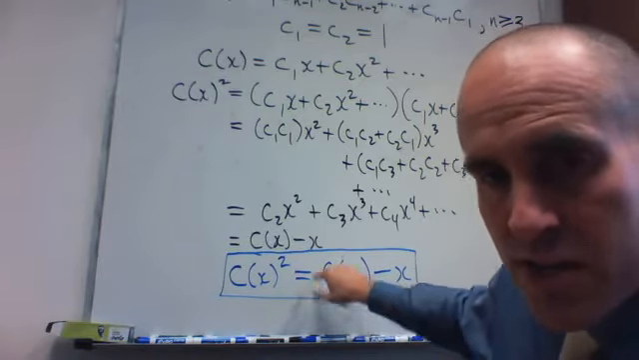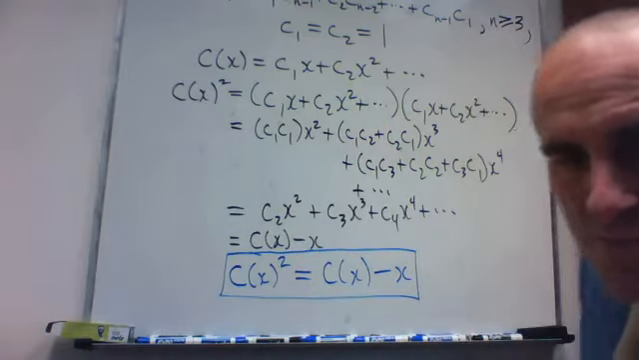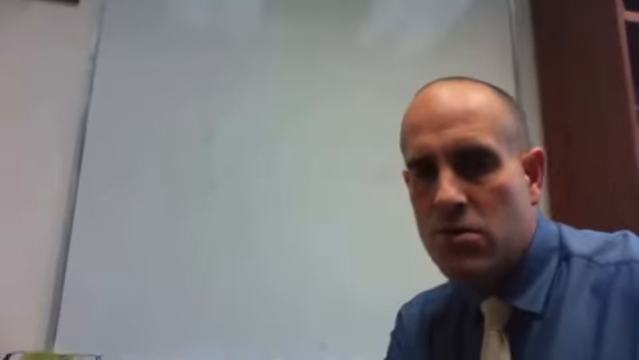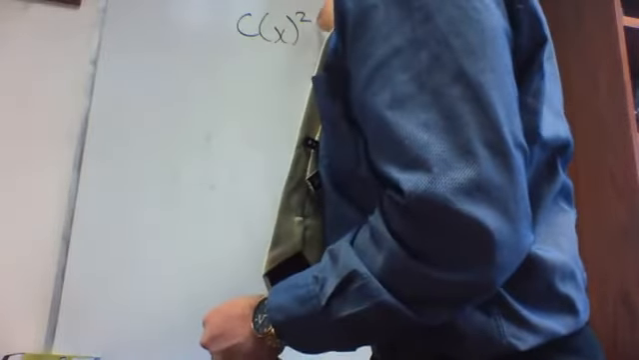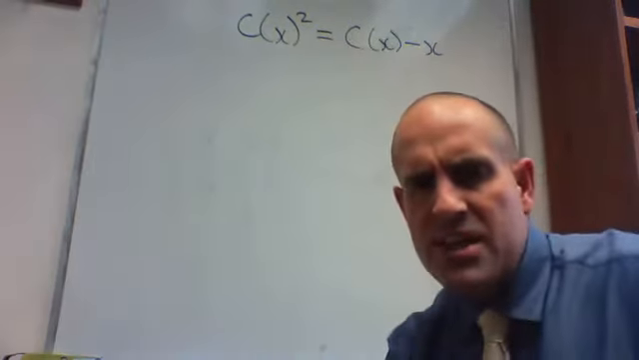Okay? So I'm going to go ahead and erase all this junk up here, and then we'll start working with that. Okay? So here we go. All right, so we already know that the square of the Catalan generating function is equal to the Catalan generating function minus x. Okay, so that's kind of our starting point.